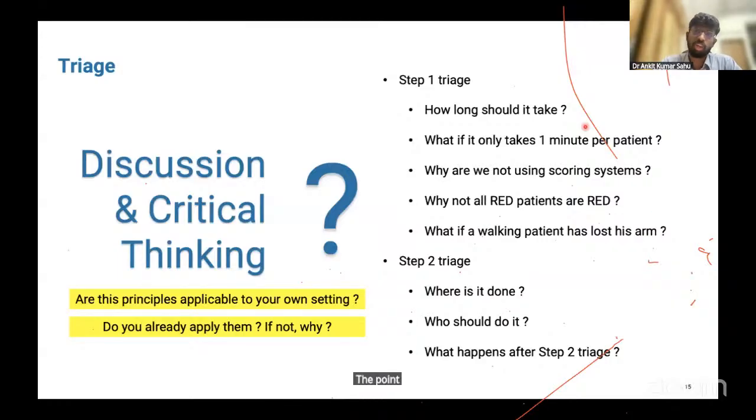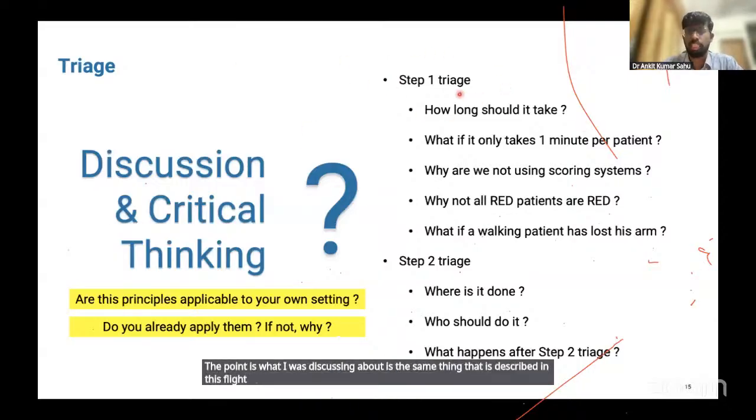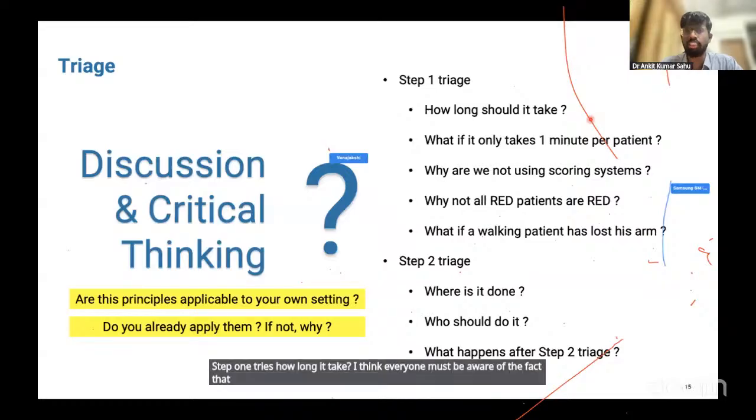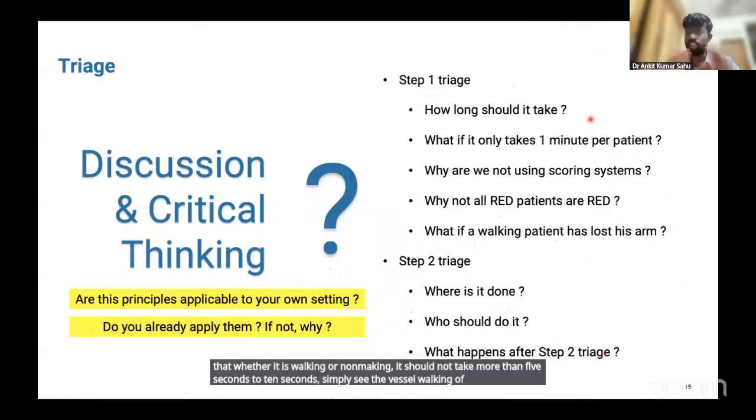The point I was discussing is the same thing that is described in this slide. Step 1 triage: how long should it take? I think everyone must be aware that step 1 triage, whether walking or non-walking, should not take more than 5 to 10 seconds. Simply see whether the patient is walking or non-walking, nothing else.